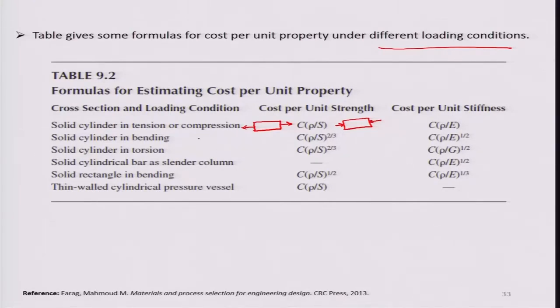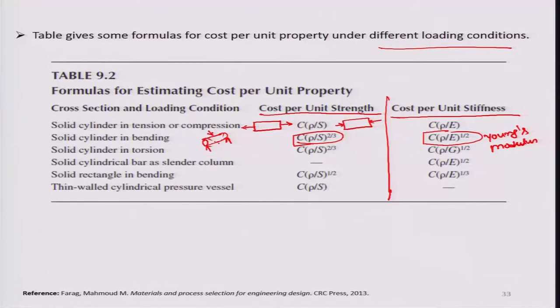Solid cylinder in bending. Here you are applying a load so that it will get bent. So the cost per unit strength will be this one. If you know the density and yield strength of your material, then you can use this formula. Or you can use this formula if you have Young's modulus. It means you can design for either cost per unit strength or cost per unit stiffness. Both are okay. E is the Young's modulus.